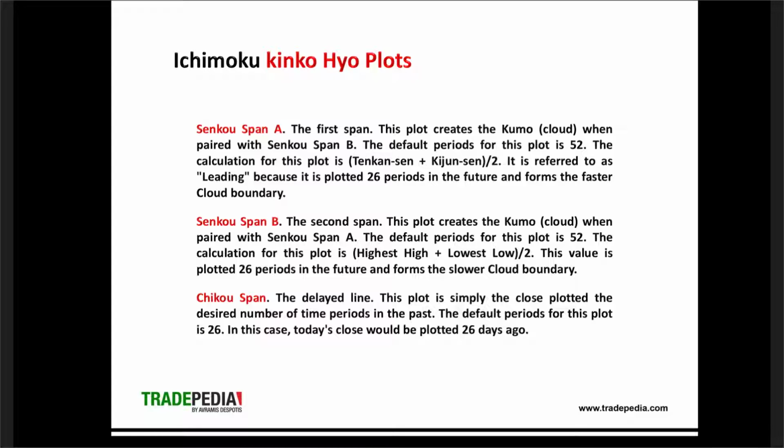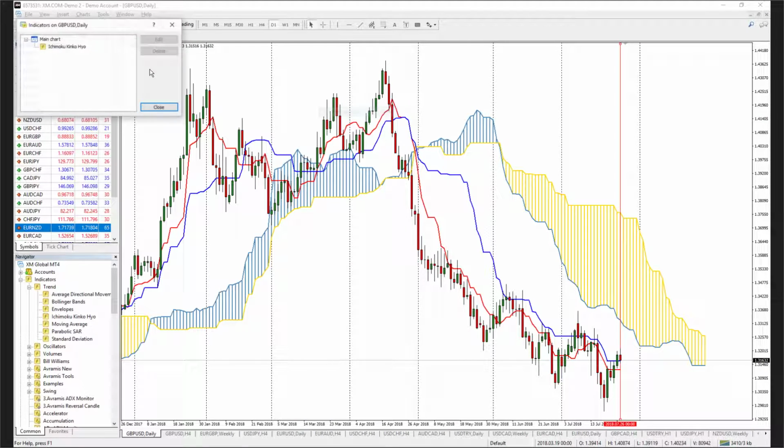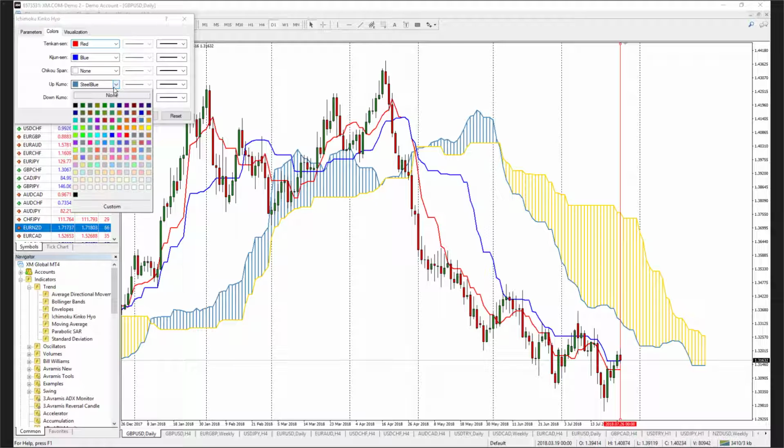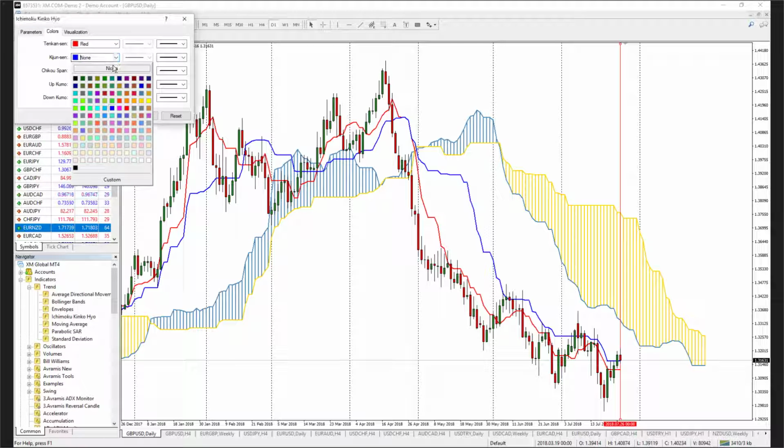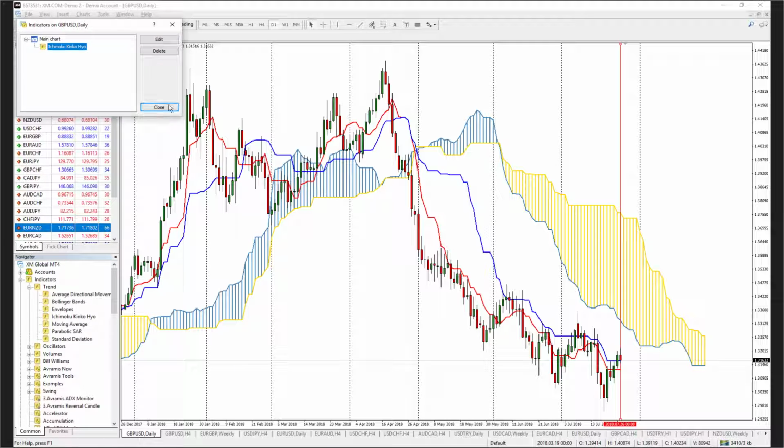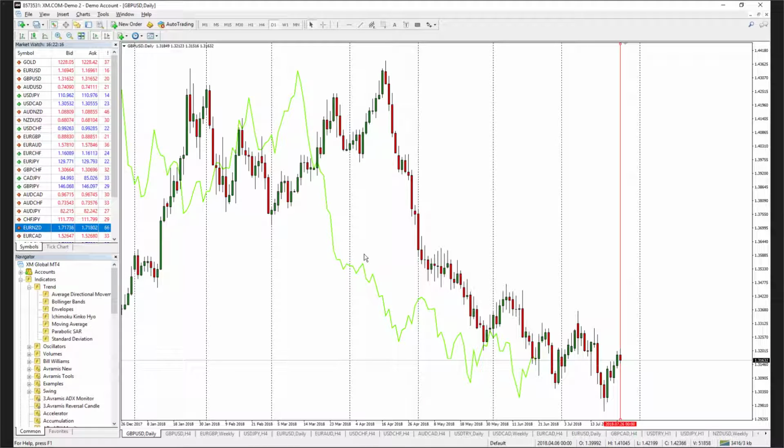Let me go through that again, because this can get a bit confusing sometimes with the Chikou span. It is simply a plot of the closing price plotted 26 periods ago. So in order to understand that, what I'm going to do now is remove all the other lines and just put the Chikou span on so we can see that and understand that. So if we put the Chikou span as a green line here, there we see the Chikou span.